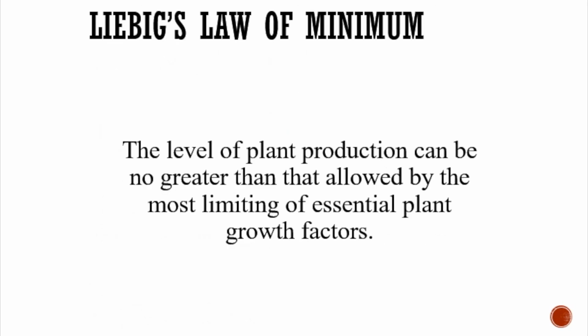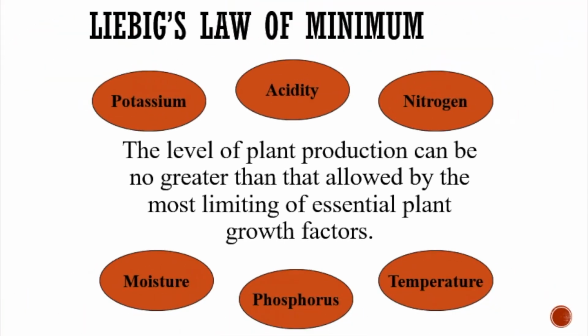The one thing that I wanted to close on is speaking of Liebig's law of minimums. And Liebig's law basically says that the level of plant production can be no greater than what is allowed by the most limiting of the essential plant growth factors. So we can do everything right. We can take care of the acidity. We can make sure our nitrogen, our phosphorus, and our potassium levels are correct. But if we have temperatures that are too hot or too cold, if we have moisture levels that are excessive or deficient, whatever the most limiting factor is going to determine that plant production for that year.